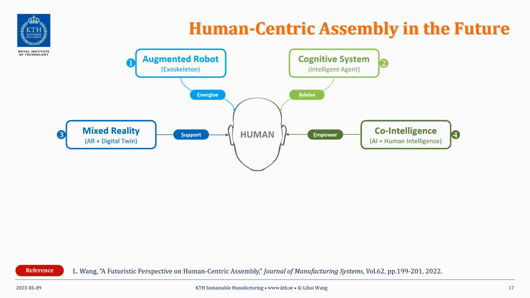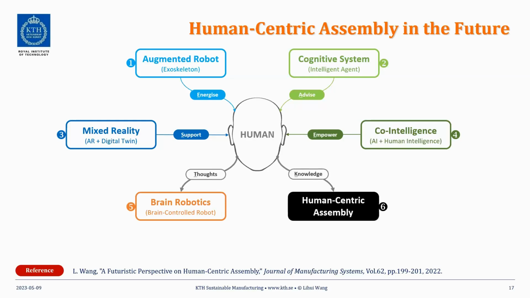By combining these together, we can then use our thoughts to directly control the robot. The robot will be our third arm or fourth arm. We can control multiple robots using our thoughts, just like moving our hands. And the robot will help us do the assembly operation by assisting the human based on real-time sensing data. And our knowledge is directly applied to human-centric assembly as an example.